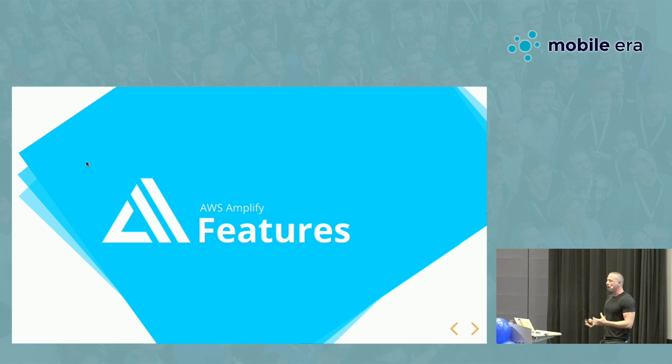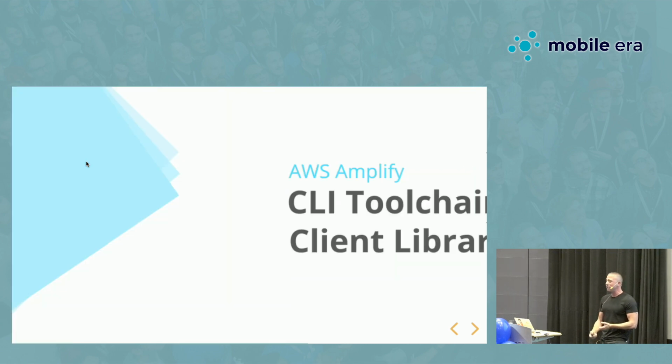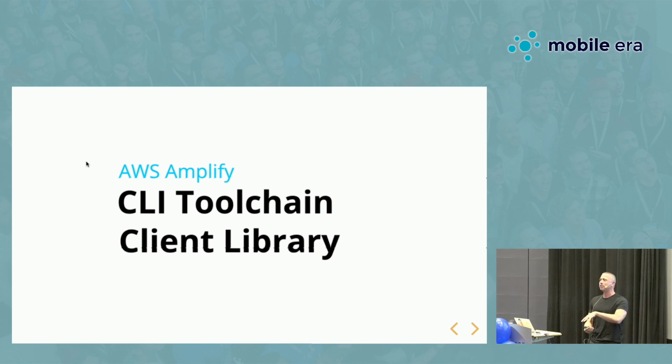But anyway, I'm going to now talk about how we can implement some of this stuff using Amplify. And what are the features of Amplify? Well, there's two main parts. There's the CLI and there's the client library. The CLI is what you work with from your local environment to create AWS services.